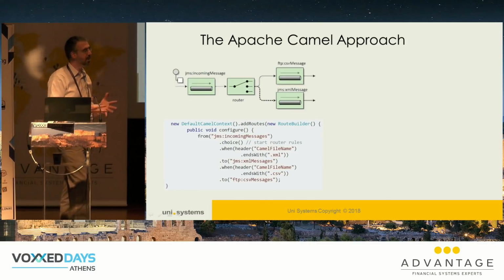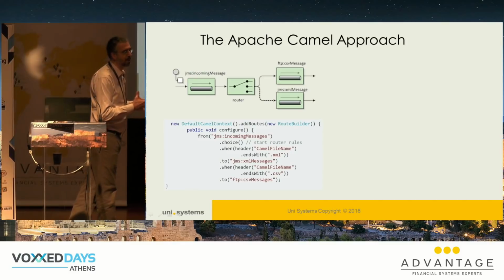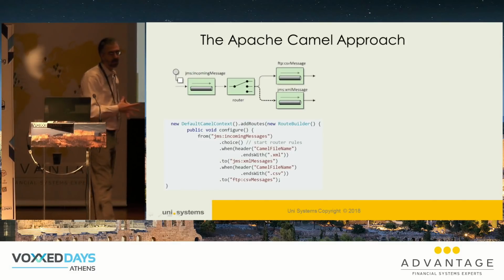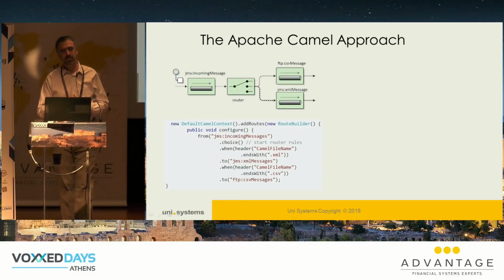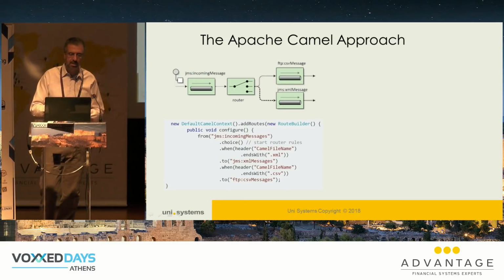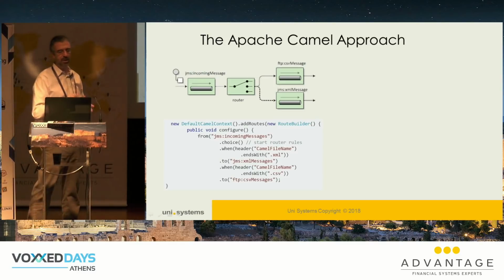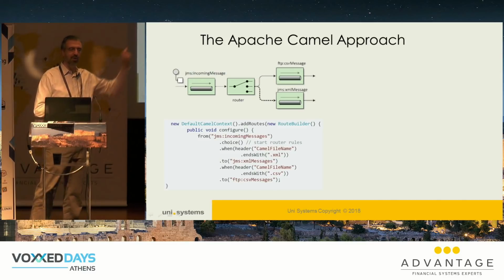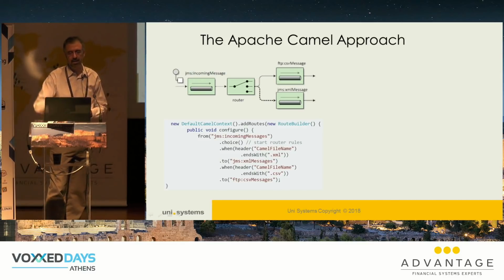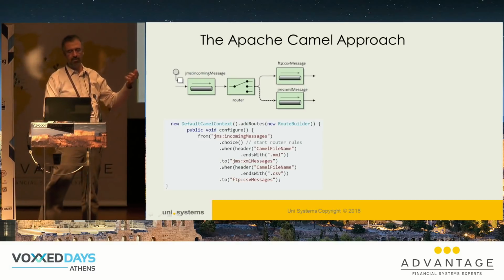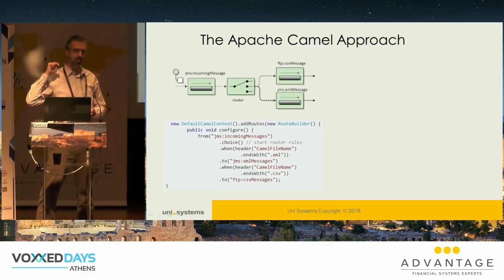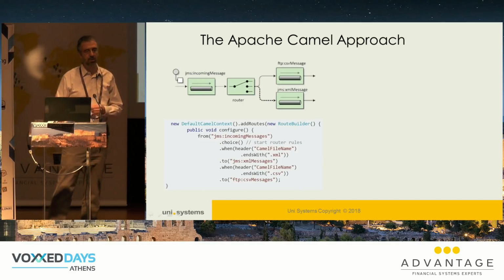How do you do all this? You can do it graphically, but Camel supports domain-specific languages, and there's one for Java. You can also do it in XML. Here you can see the example in Java. And it's very simple. You just say from, where you start, and then you list the components one by one, so you have a choice. When your file name ends with XML, then you want your message to be sent to a JMS queue, which is called XML messages. If it ends with CSV, it goes to an FTP.